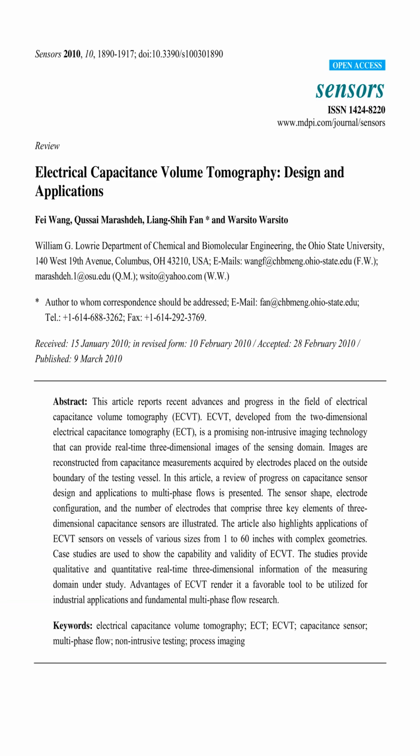The sensor shape, electrode configuration, and the number of electrodes, which comprise three key elements of three-dimensional capacitance sensors, are illustrated. The article also highlights applications of ECVT sensors on vessels of various sizes, from 1 to 60 inches, with complex geometries. Case studies are used to show the capability and validity of ECVT. The studies provide qualitative and quantitative real-time three-dimensional information of the measuring domain under study. Advantages of ECVT render it a favorable tool to be utilized for industrial applications and fundamental multi-phase flow research.